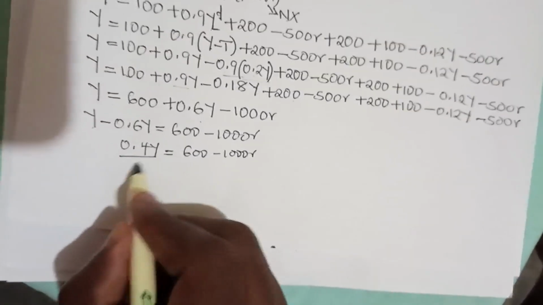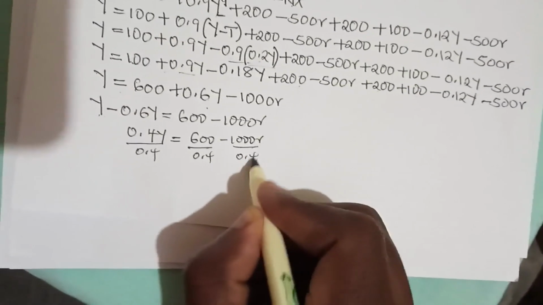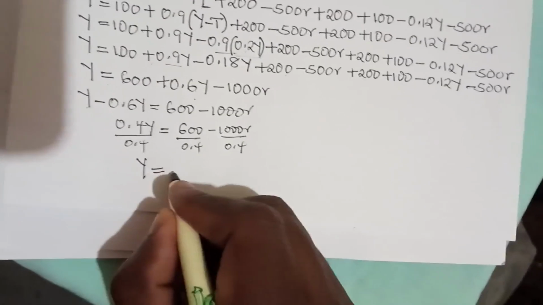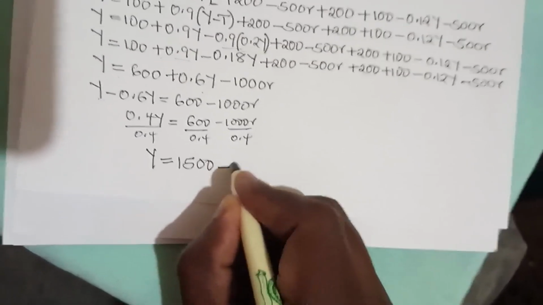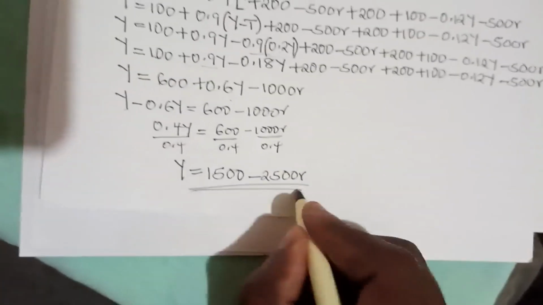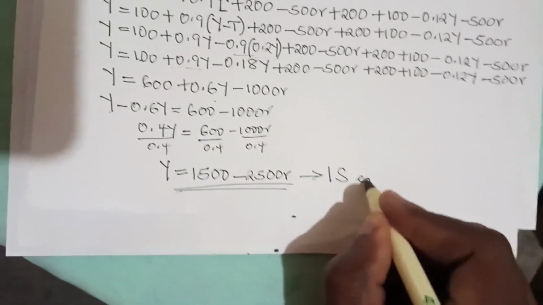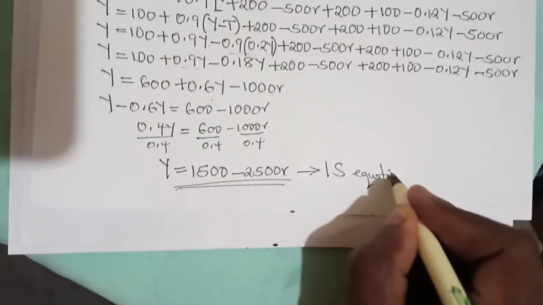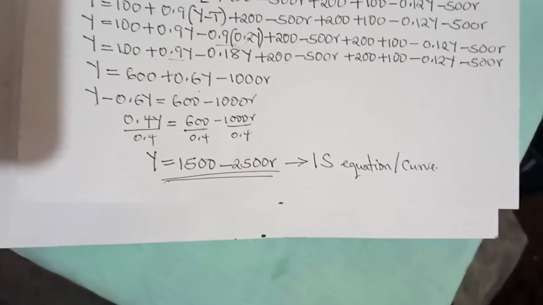Now you divide by 0.4, 0.4 divided by 0.4 to remain with Y. So your Y becomes 1500 minus 2500 R. Guys, here we have gotten what we call the IS equation, or in other words, it is the IS curve.